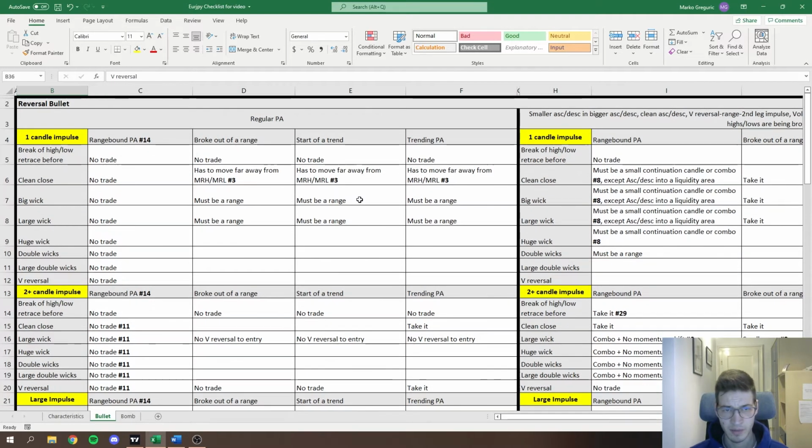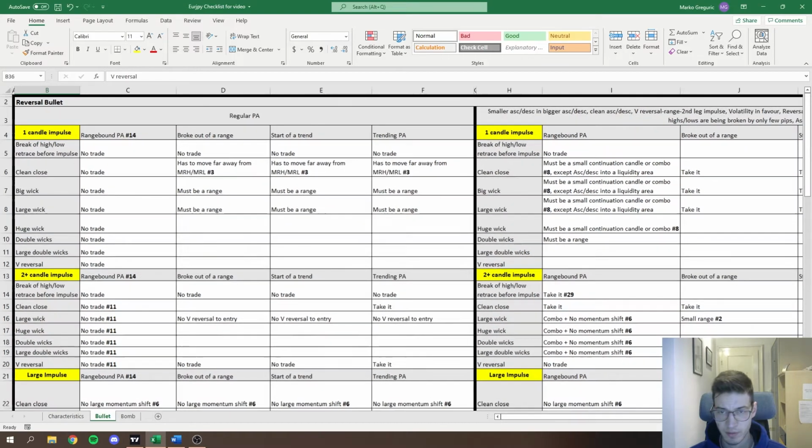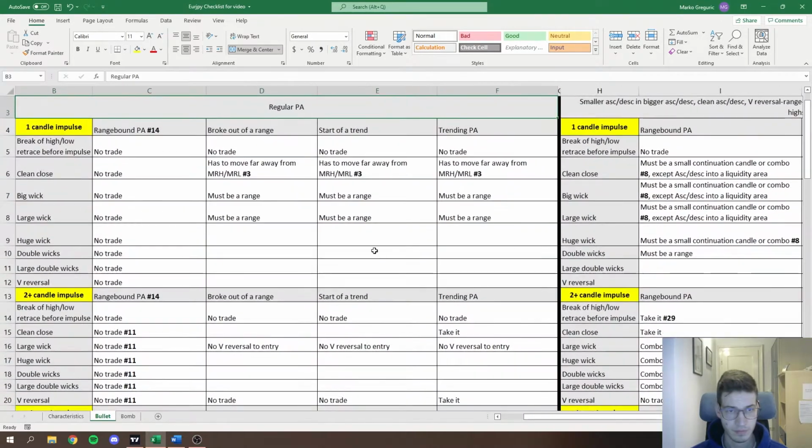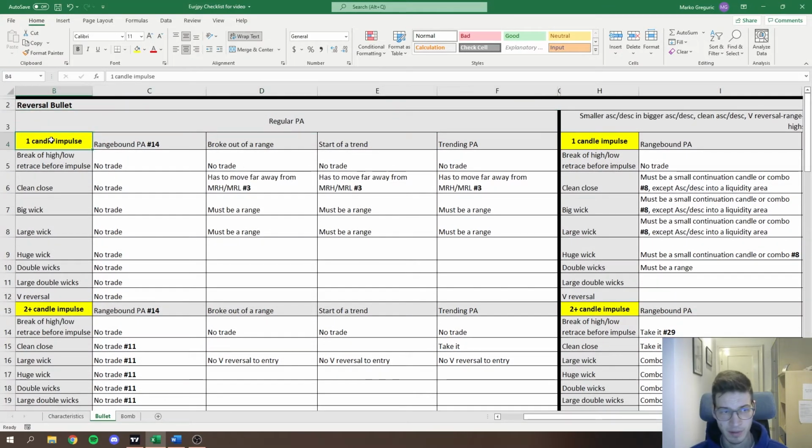Now let's take a look at some of the real data that I gathered through backtesting and other forms of data collection. So let's say, for example, that we see a reversal bullet. We see it coming from regular price action. Then I zoom in a bit. It is a 1 candle impulse, and the overall price action is range bound. Then I take a look at how the impulse ended. So let's say it ended with a clean close. There was no wick at the end of the impulse. It was a very clean close and a very good candle.